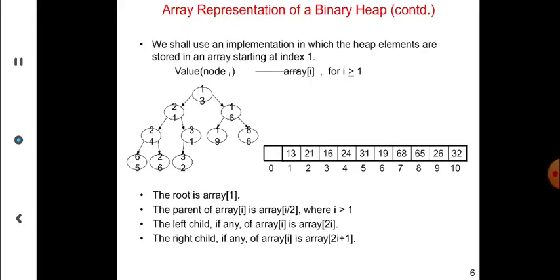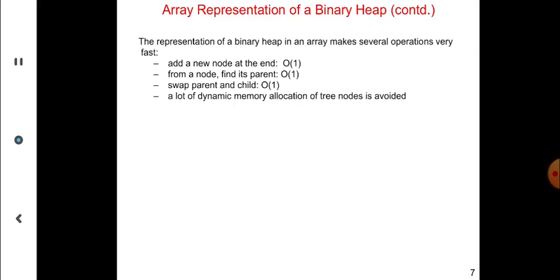It's very easy to process, all right? So it's very easy to understand and process. Array representation of binary heap. This representation of binary heap in an array is very fast, because adding a new node at the end is very easy, because it is just order of 1. Add a new node, find its parent, order of 1, swap, order of 1.